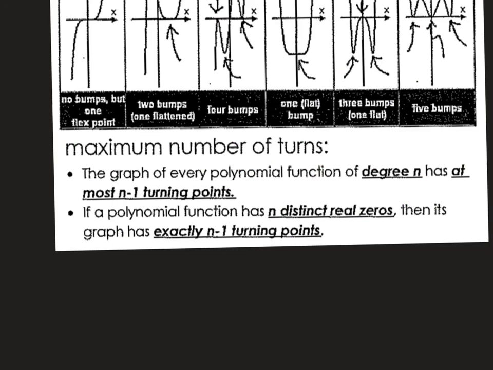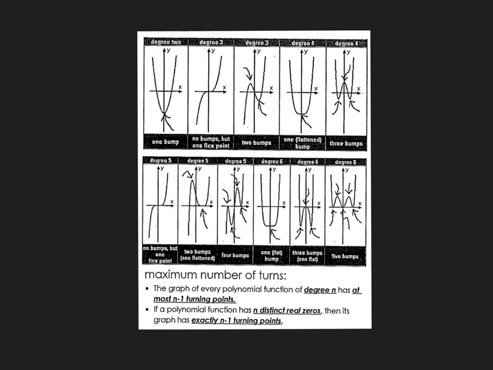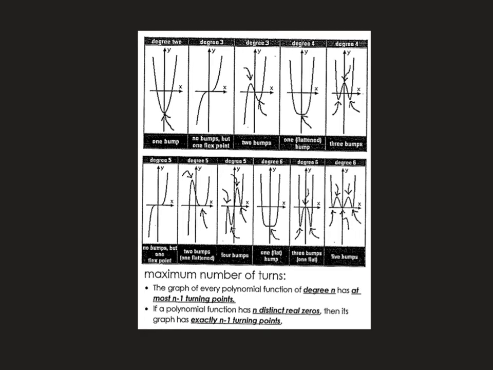Now we're going to turn our attention to the maximum number of turns a function could have, right? And this is what you want to grab in your notes, is this part right here. The graph of every polynomial of degree n has at most n minus 1 turning points. So if it's a degree 3, then n is equal to 3. So 3 minus 1 would be 2 turning points. All right? And TP stands for turning points, not Tom Petty. Once you get that in your notes, let's turn our attention to the schematic here.